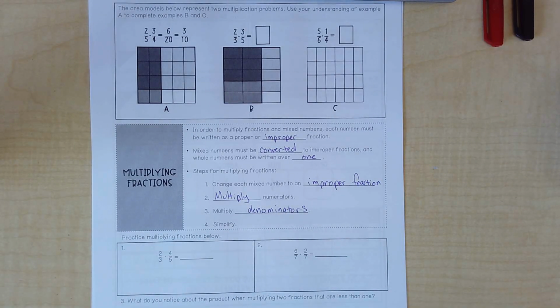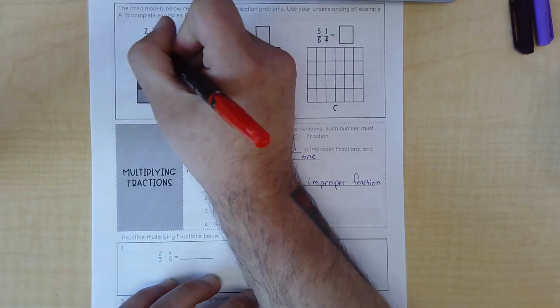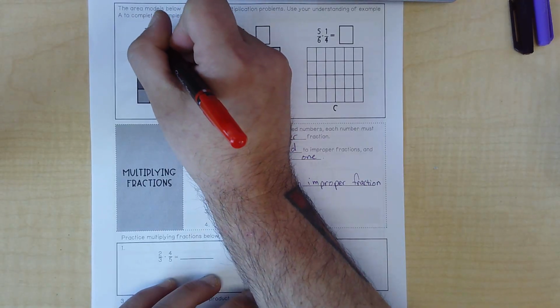Okay, today we're going to be talking about multiplying fractions. If we start at the top, the area models below represent two multiplication problems. Use your understanding of example A to complete examples B and C. So when we multiply fractions, we just multiply them straight across, okay?